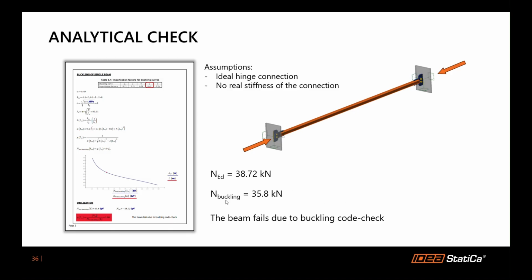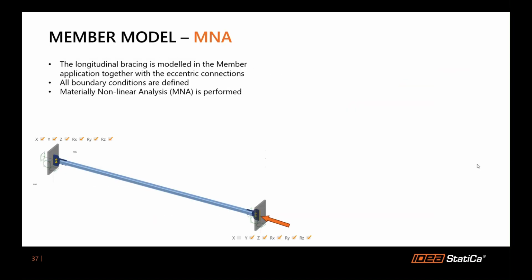Now this is only for the normal compression force, but if we also add a bending moment because of the eccentricity in the connections, this unity check will be even higher. So already the analytical check shows us that we have a problem in stability.